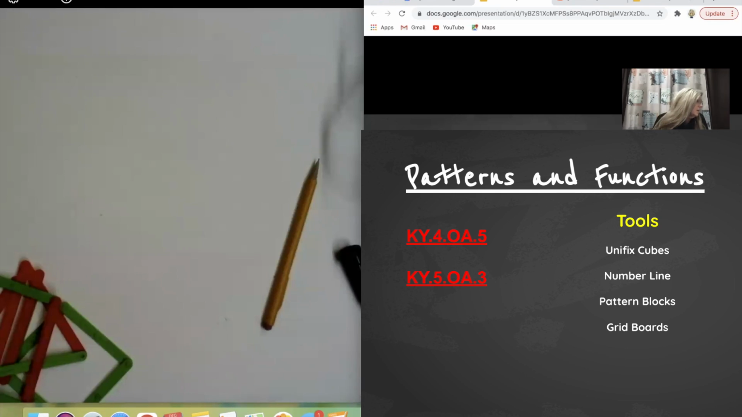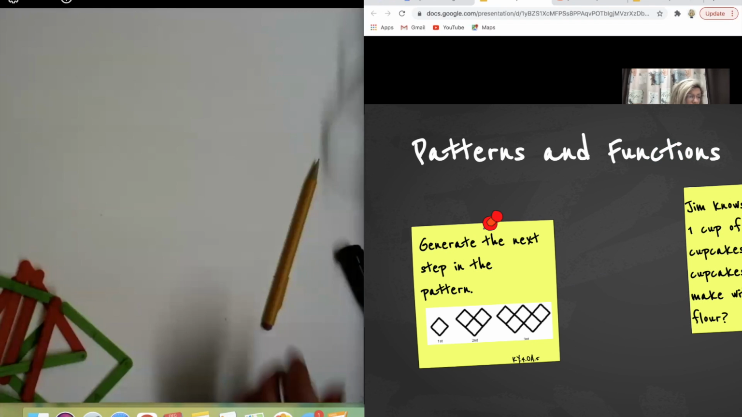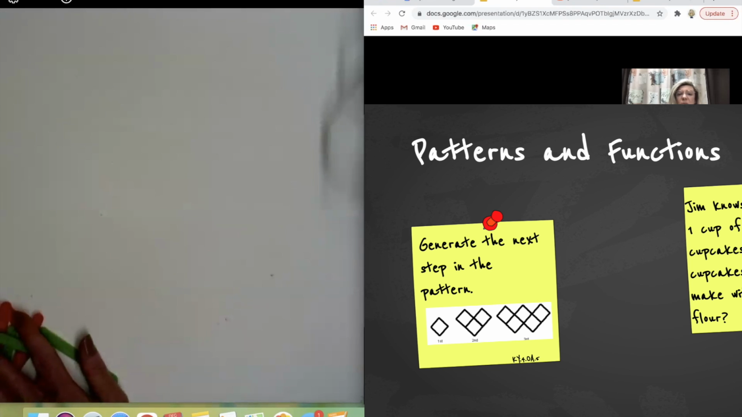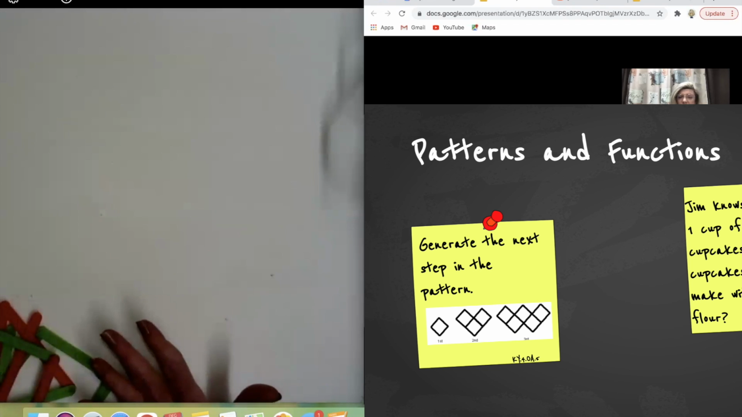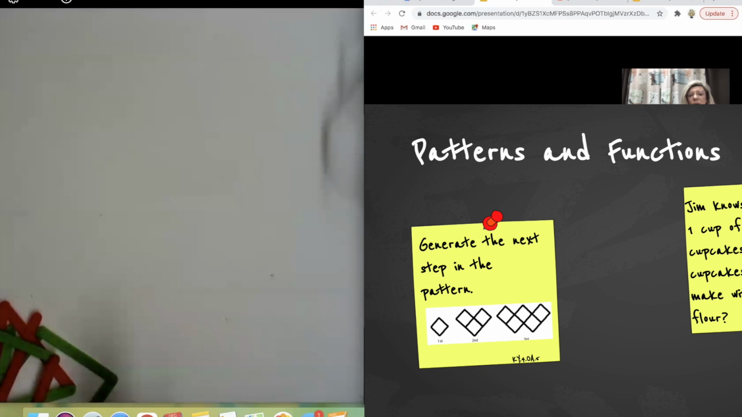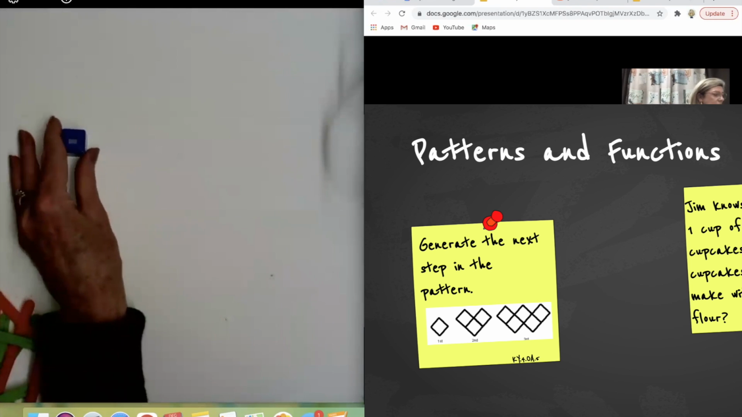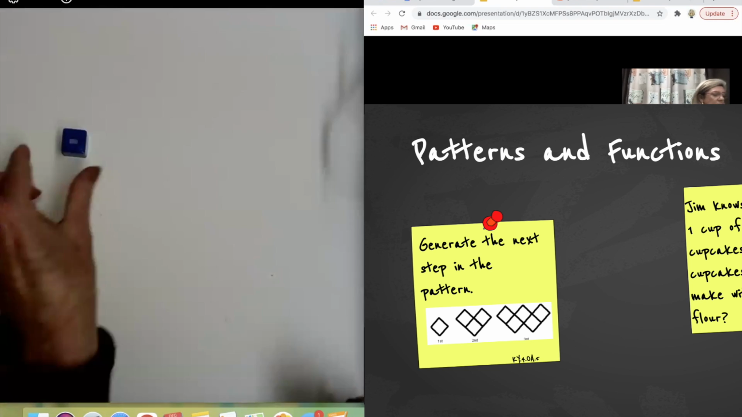Let's look at our sample problems. So if we're going to generate the next step in the pattern, okay, so this one, we can have the kiddos actually build each step. So what I would use, my Unifix cubes. You know, I told you I love them. So this would be step 1.